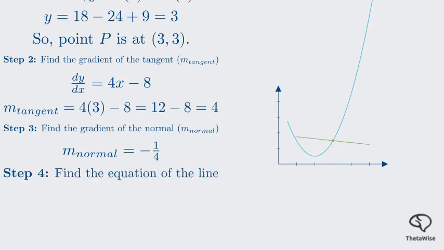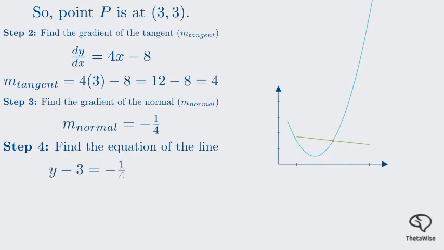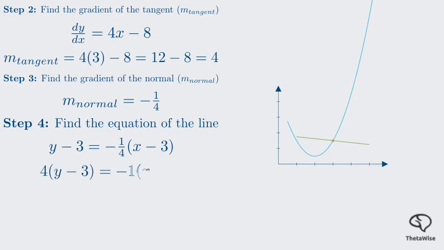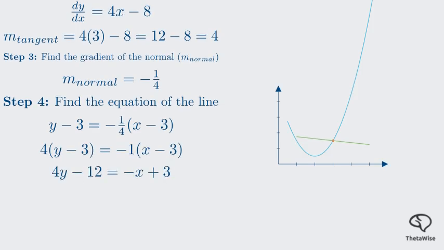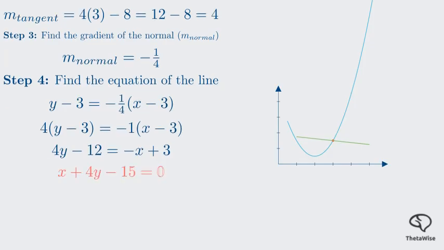Step 4. Find the equation of the line. Using the point slope formula, we have y minus 3 equals negative 1/4 times x minus 3. Multiply everything by 4 to remove the fraction. Expand the brackets to get 4y minus 12 equals negative x plus 3. Finally, rearrange it into the required form, where all terms are on one side. Notice how we carefully followed the requested format.